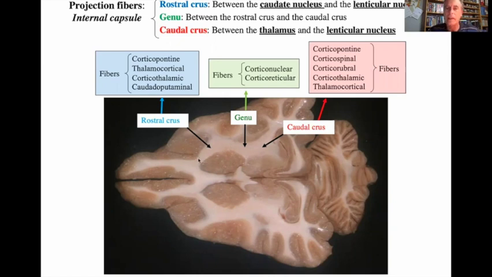The internal capsule is divided in three portions. The rostral crus here, the genu and the caudal crus. The rostral crus is between the caudate nucleus and the lenticular nucleus. The caudal crus is between the thalamus and the lenticular nucleus. This is the lenticular nucleus. And the genu is in between, so the rostral and the caudal. And in the caudal crus, we have the optic radiation.